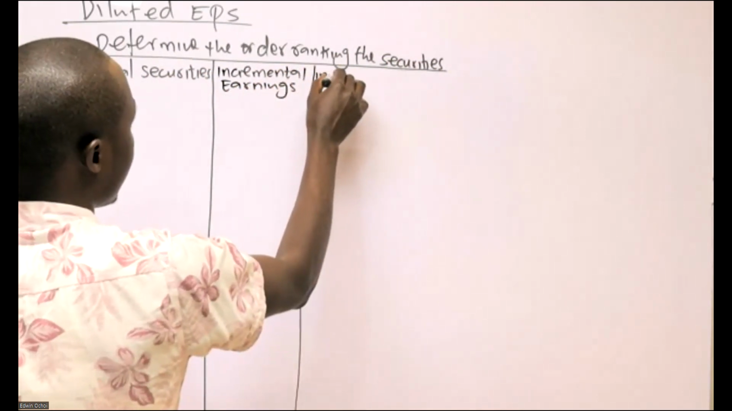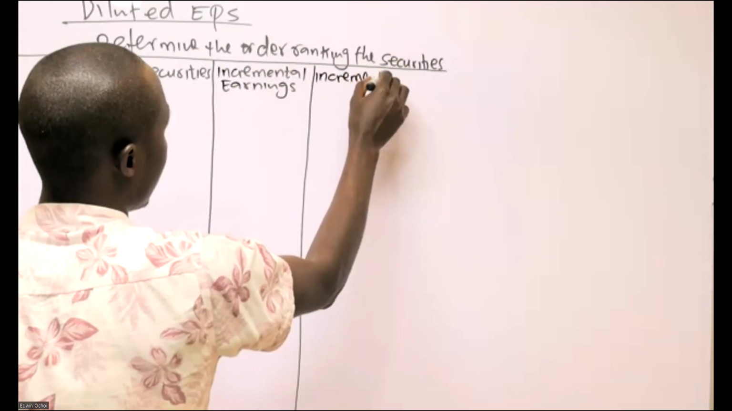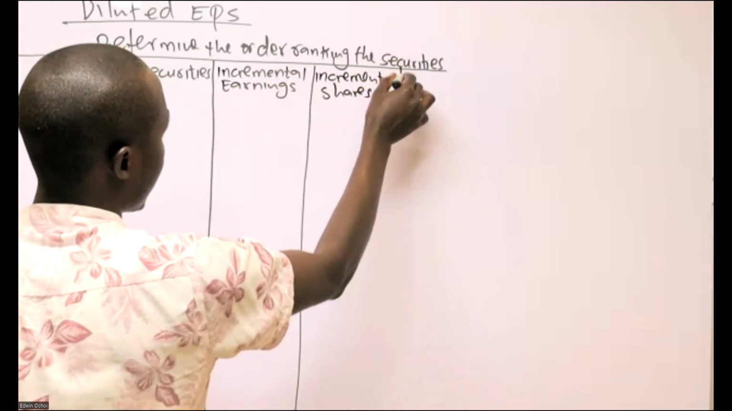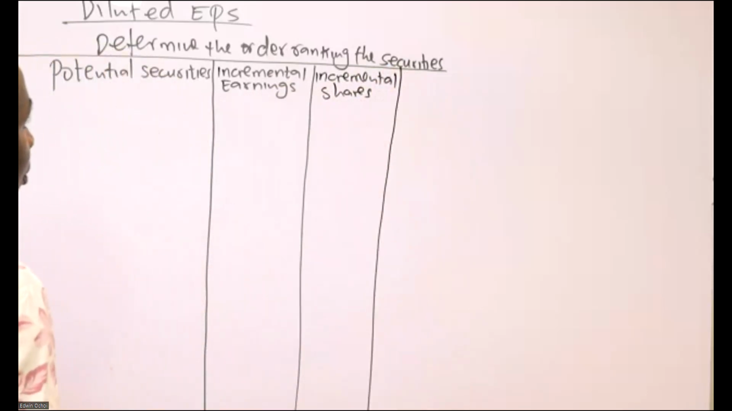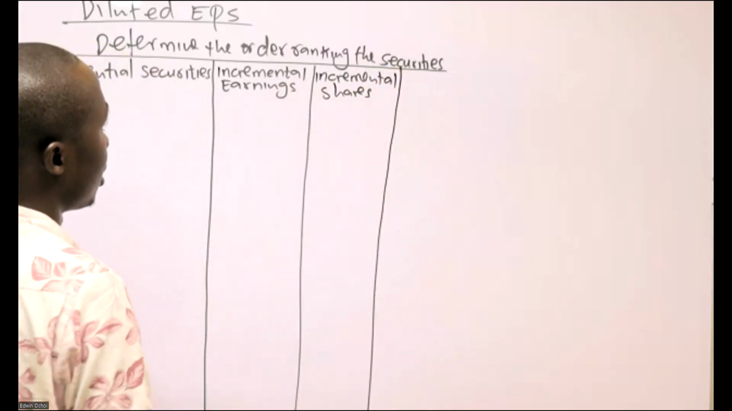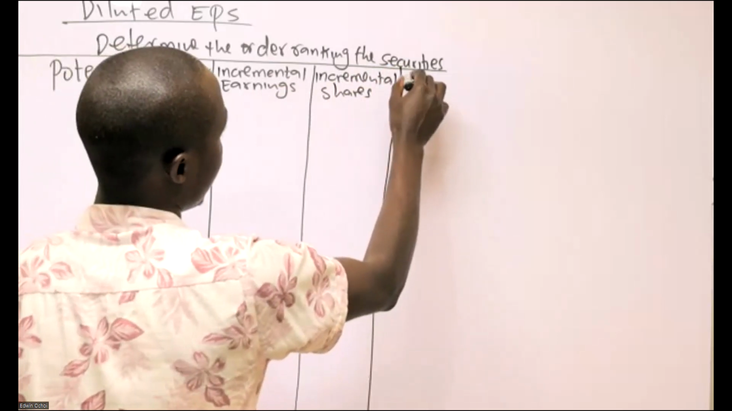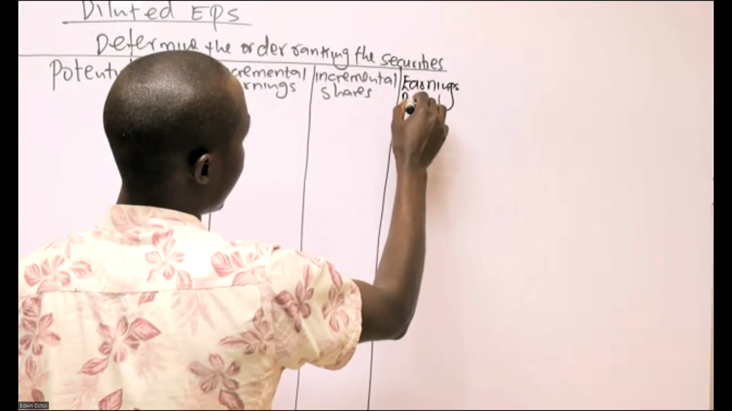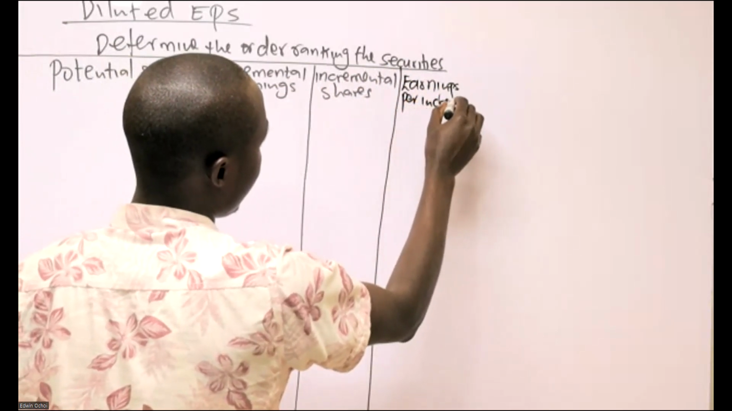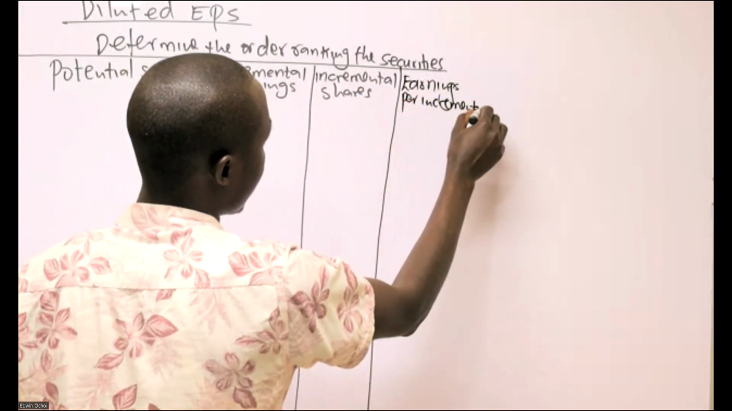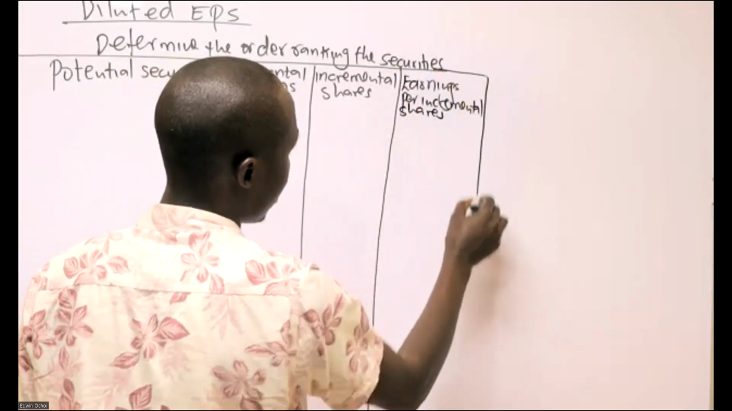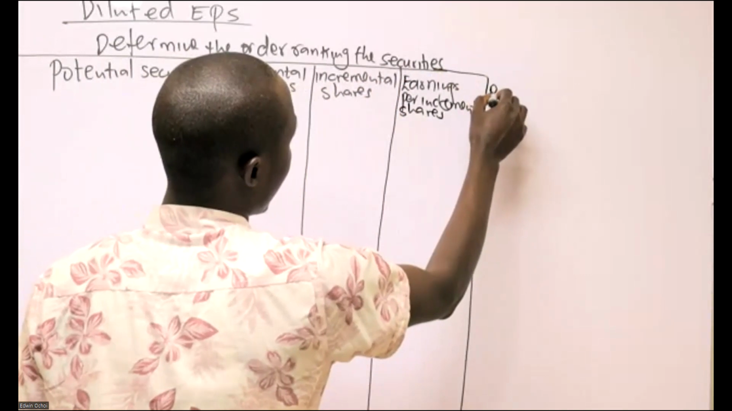Then incremental shares. I will explain why we have these columns, so never worry about that. So incremental earnings, incremental shares, earnings per incremental share. Then you do a rank.